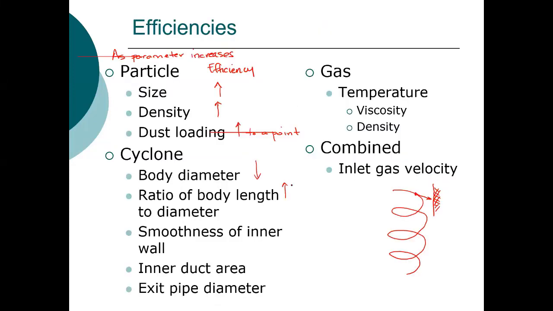As the smoothness of the wall increases, your efficiency increases, and think of that in terms of efficiency of removal or recovery. You're going to get more of that material sliding down. It's not going to stick to the sides of the wall, and you'll have more material to recover. As the inner duct area increases, you get lower removal, which similarly, as the exit pipe diameter increases, you also get a decrease.